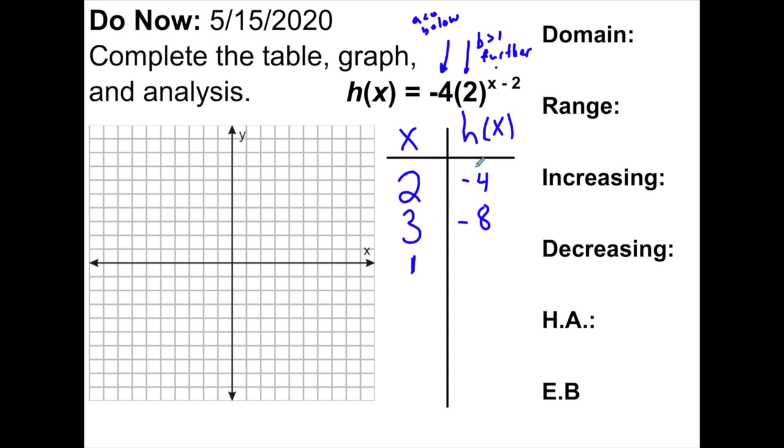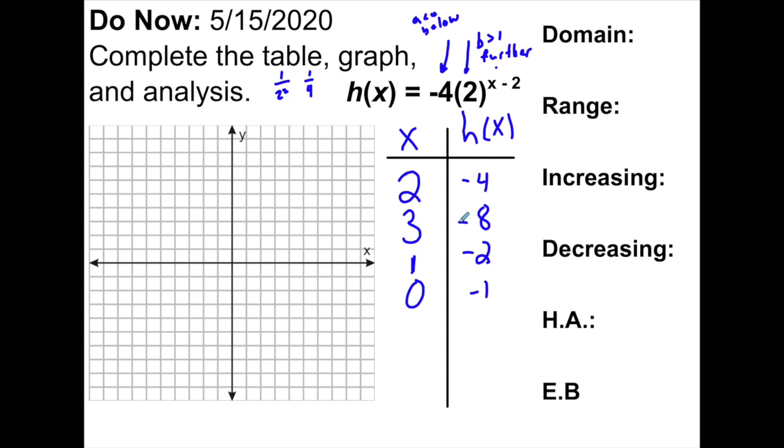So I'll go back to 1. 1 minus 2 is negative 1. 2 to the negative 1 is 1/2. Negative 4 times 1/2 is negative 2. Now I'll plug in 0. 0 minus 2 is negative 2. 2 to the power of negative 2 is 1 over 2 squared, which is 1 over 4. 1 over 4 times negative 4 is negative 1.